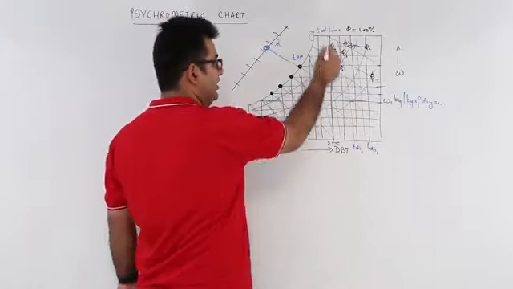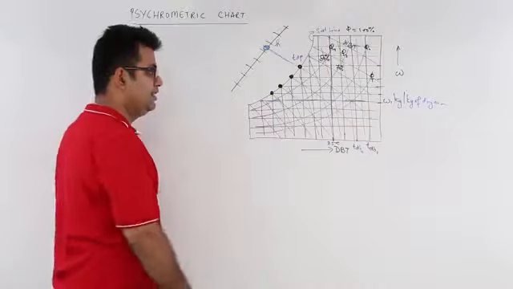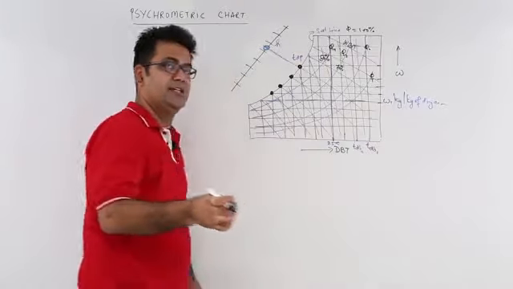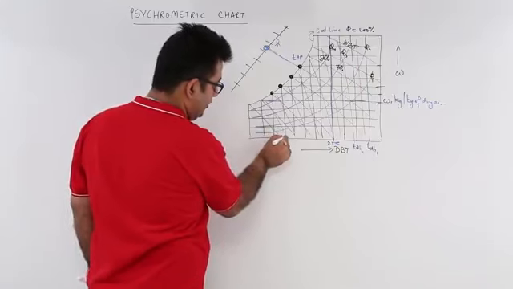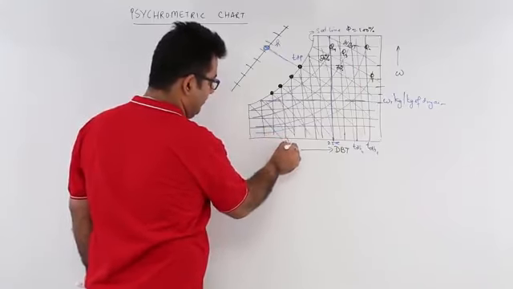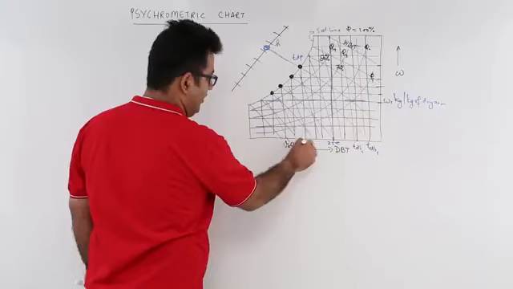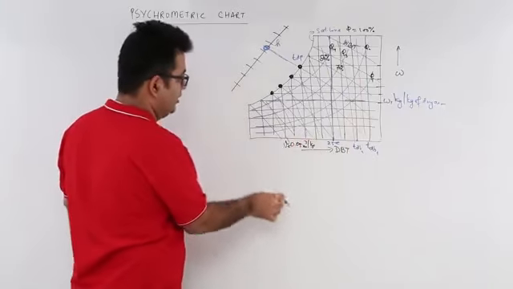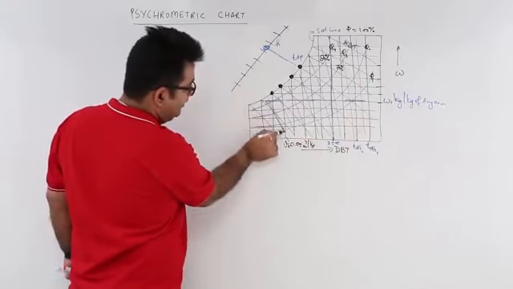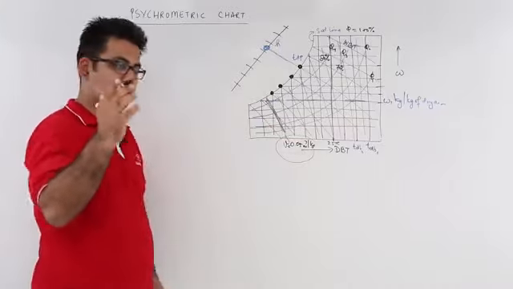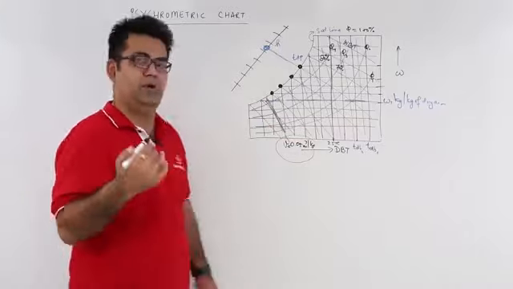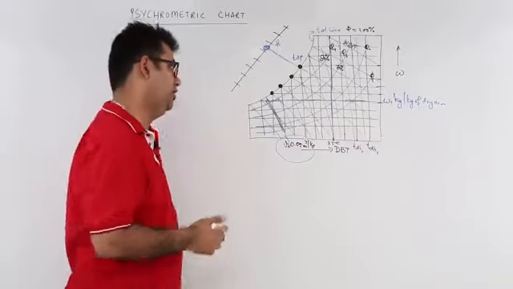Now we come to these red colored lines. These red colored lines are showing specific volume. So this line shows a volume of, let us say, 0.05 meter cube per kg. So this entire line shows the specific volume of the vapors at that particular temperature and pressure condition.